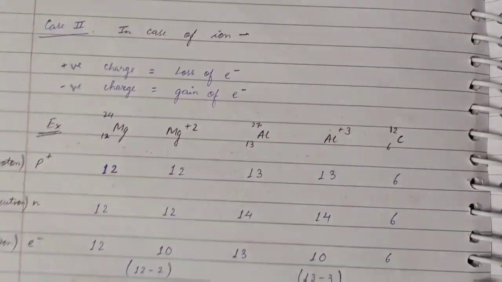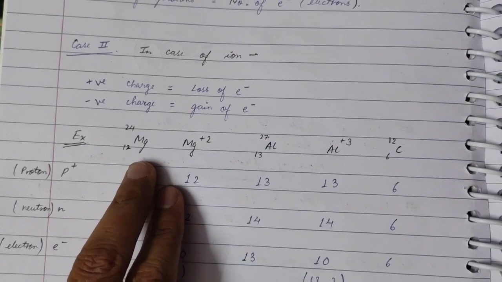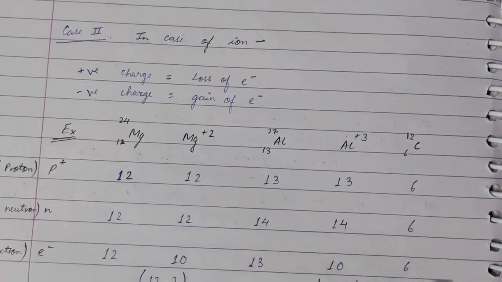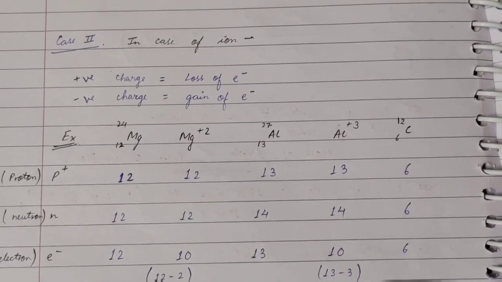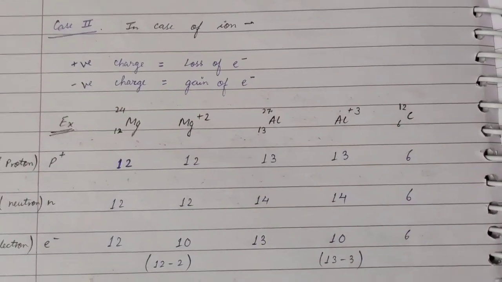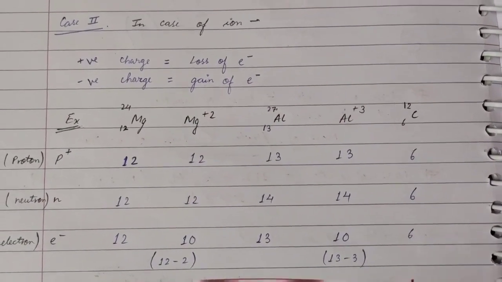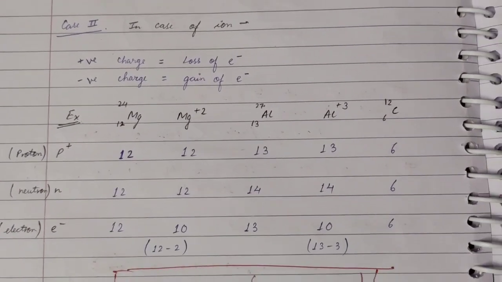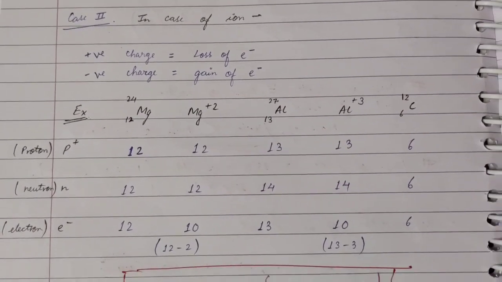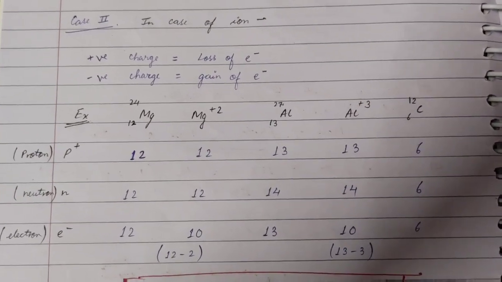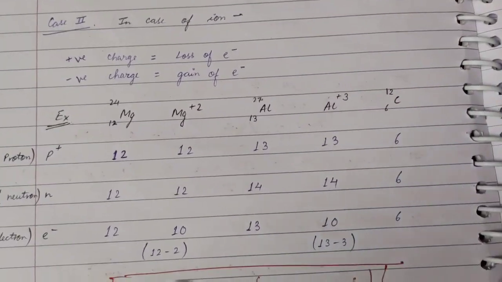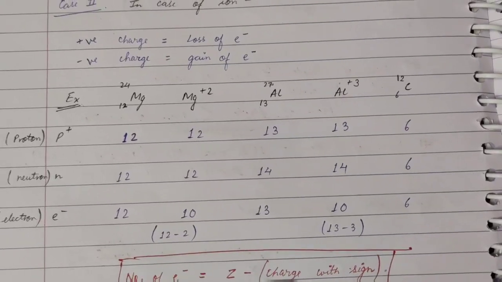Basic formula: the element magnesium has 12 protons and has a mass of 24. So the number of protons will be 12 here. The number of neutrons is calculated by subtracting 24 minus 12, which comes to 12, and since it is an atom with no charge, the number of electrons is also 12.